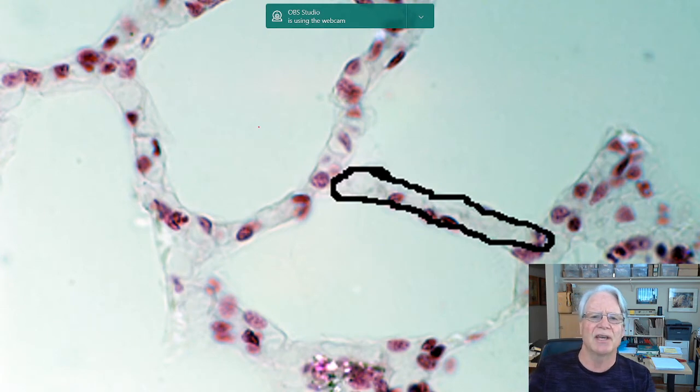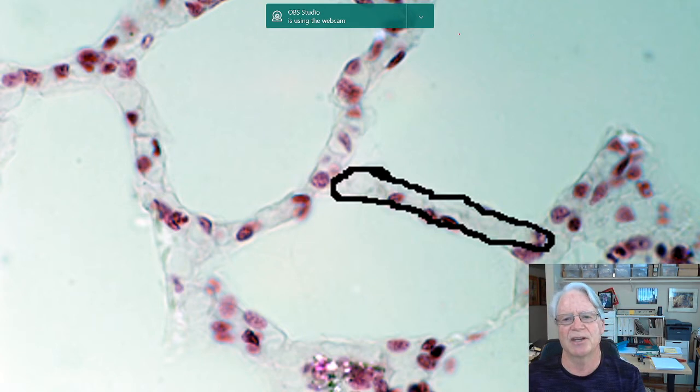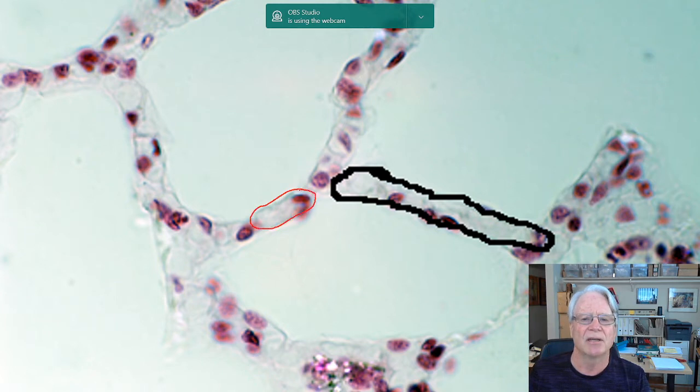You're going to see that, and I apologize for this slide. It's terrible. I tried to do this freehand. Not good. But what we're looking at is some simple squamous epithelium. Again, here's a nice one right here. Let's just outline that one right there. Okay. This is your lung.